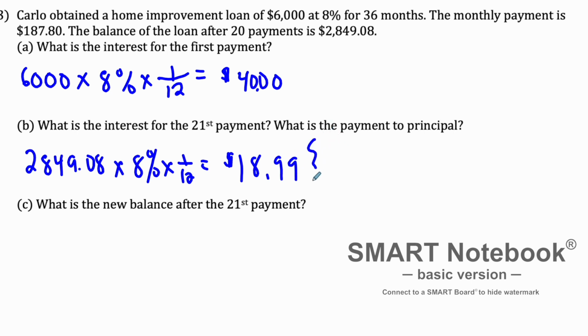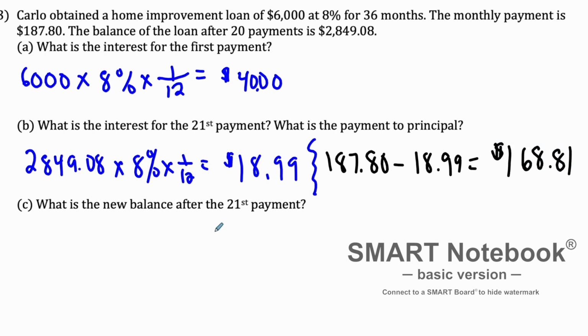The second part here, I'm asking you, what is the payment to principal on this amount? So if I take my original monthly payment of $187.80, and I subtract the $18.99 that's going to the interest, how much is going to the principal? So 187.80 minus 18.99, and we get a grand total of $168.81. So that is the amount that is coming off of the principal.